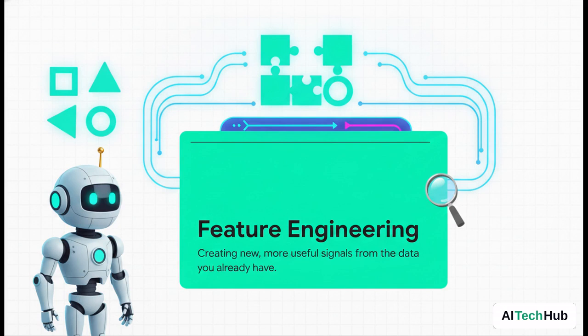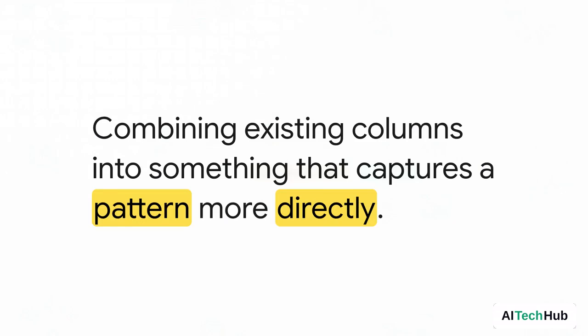Honestly, this is probably my favorite part. It's basically the art of taking your raw puzzle pieces and combining them into a much, much smarter shape. You aren't gathering new data here. You're just maximizing the potential of what you already have sitting in front of you. The crucial takeaway here is that you are actively building stronger, much more obvious patterns for your model to detect. You might combine 2 existing columns into a brand new signal that captures a trend way more directly than the raw data ever could have done on its own.